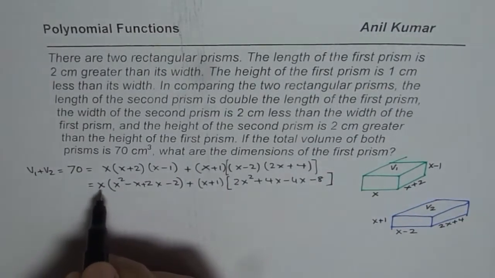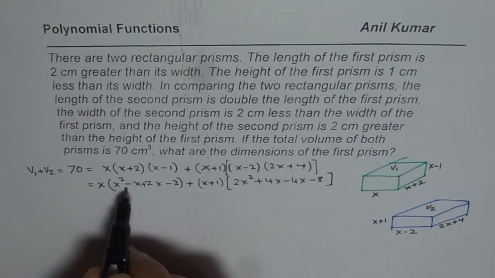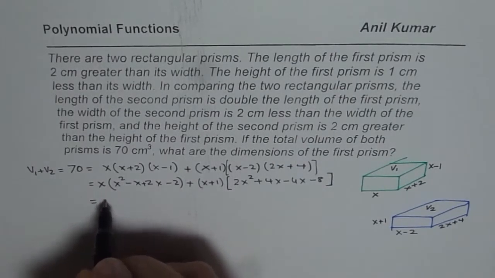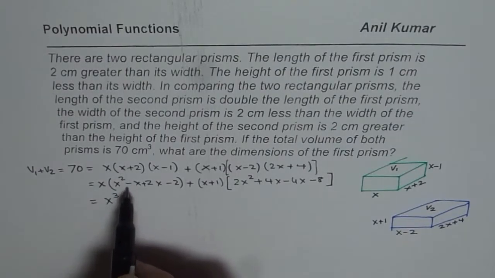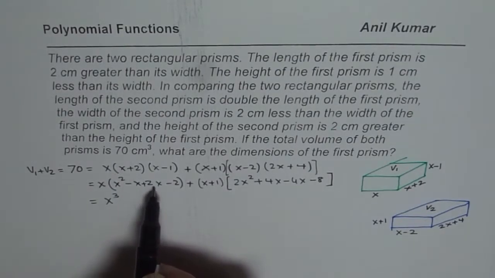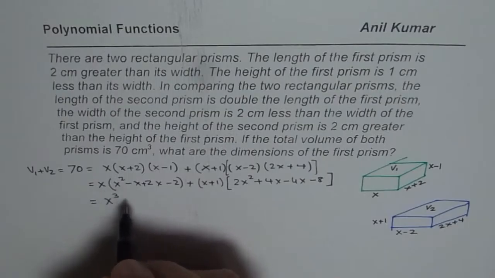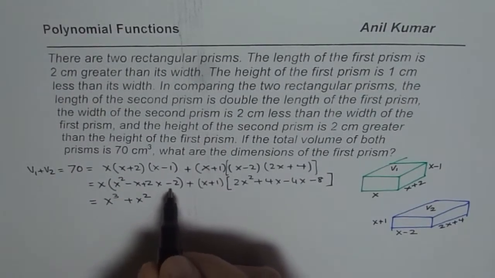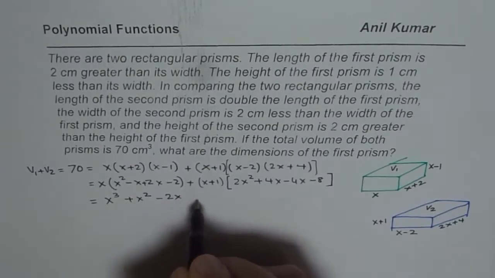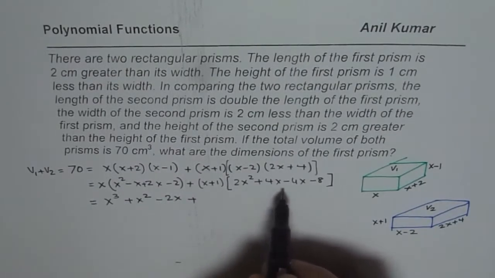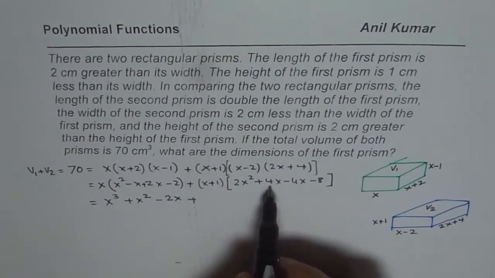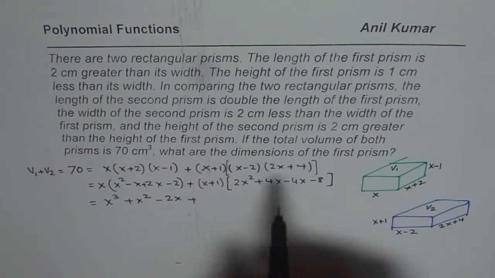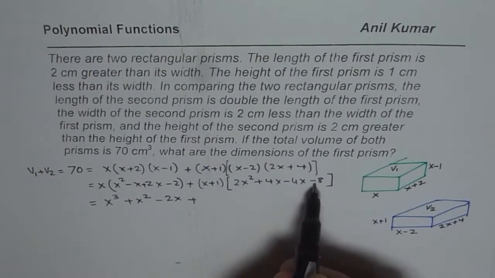Okay, let's open this up. Combining minus x and 2x. So first term is x squared, so we get x cubed. Now minus x plus 2x is x. So when I multiply with x, I get plus x squared minus 2x plus. Now here we have 4x minus 4x, which is 0. So we are left with 2x squared minus 8, correct?